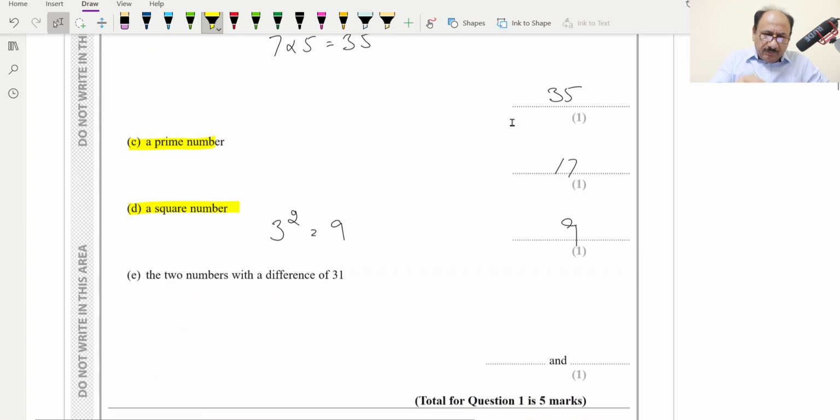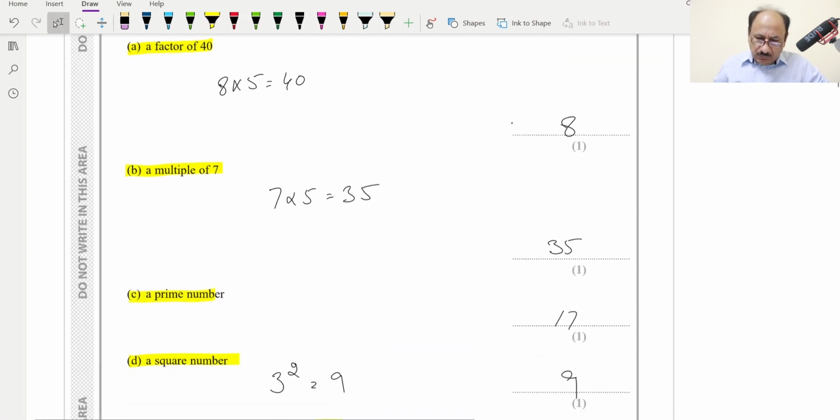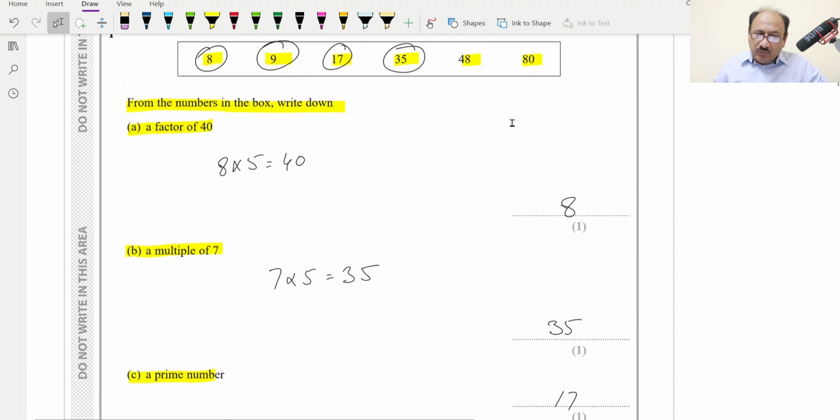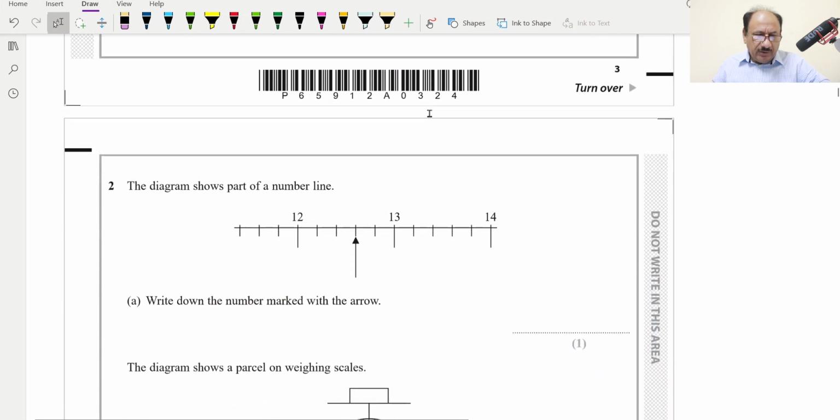The two numbers with a difference of 31. So we require two numbers from this list which, if we subtract, we will get 31. So 48 and 17. If we take 48 minus 17, we will get 31. So 17 and 48 will be our answers for this part. Now question number 2.